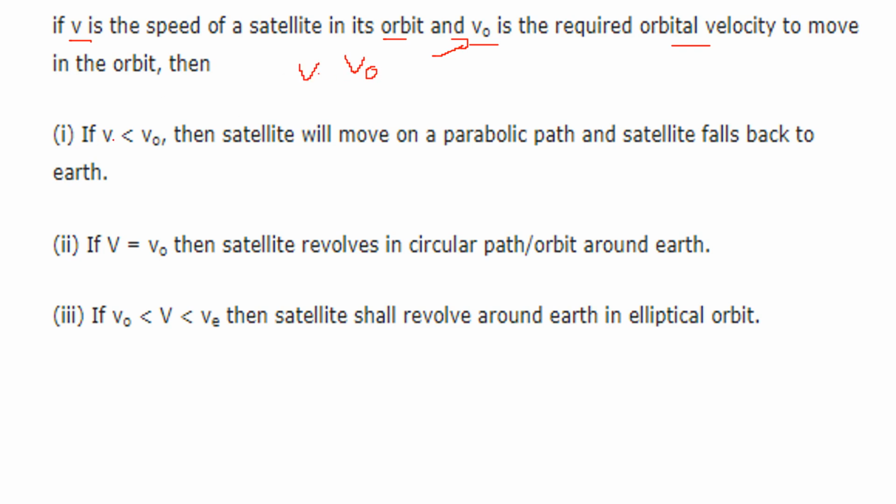If V, that is the speed of the satellite in its orbit, is less than VO, the satellite will move on a parabolic path, and of course the satellite is going to fall back to the Earth. If V equals VO, the satellite will revolve in a circular path or orbit around Earth. But if V is between VO, that is the orbital velocity, and one more velocity, that is the escape velocity, the satellite shall revolve around the Earth in an elliptical orbit. So this depends on both the velocities, whether it is going to take the circular path or the elliptical path.